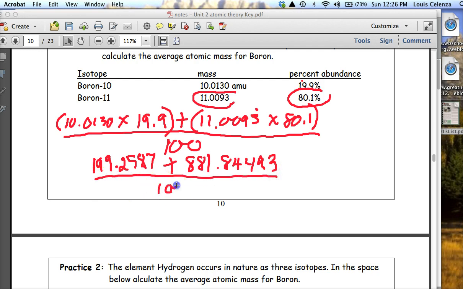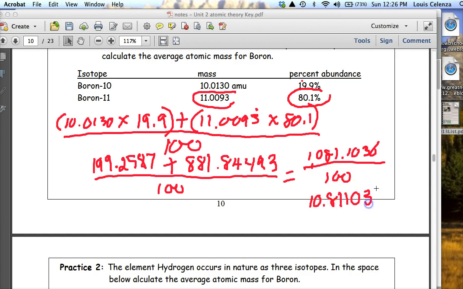So what I get for the top number is 1081.1036 divided by 100, and my answer would be 10.811036. That's the average atomic mass of boron. And if you look at the periodic table, it's pretty darn close. I think on the periodic table they only go to the thousandth place. You don't have to worry about rounding off. So that's how you calculate the average atomic mass of an element.